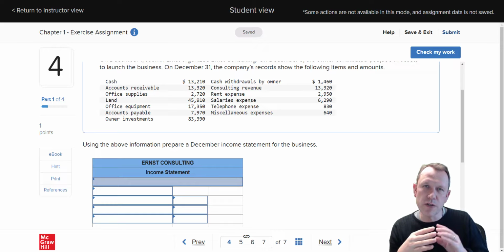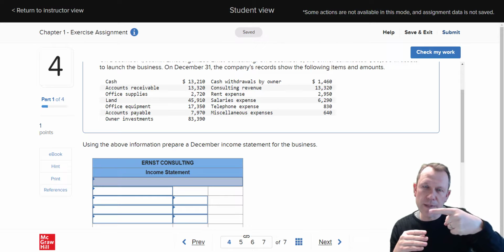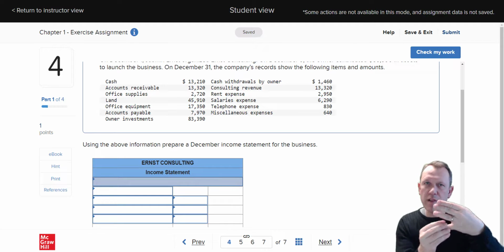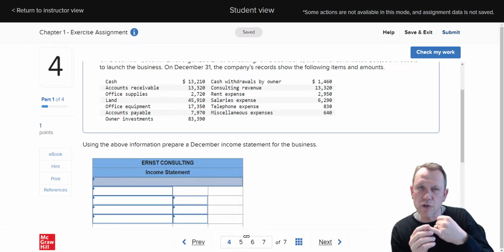The financial statements are done in order for a reason, right? First is the income statement. Then we have the statement of owner's equity. Then we have the balance sheet. Those are all connected. Then at the very end, the income statement and the balance sheet are really going to help us create a cash flow statement.